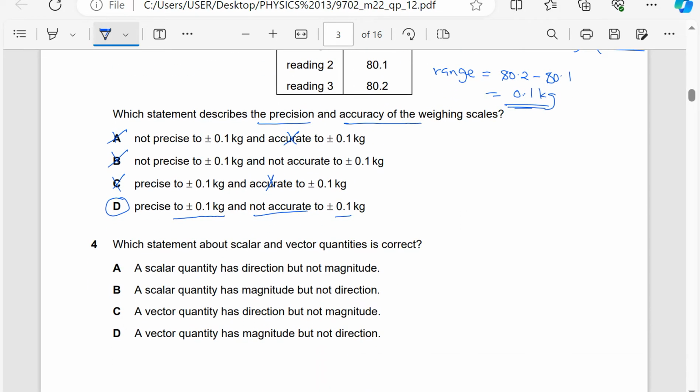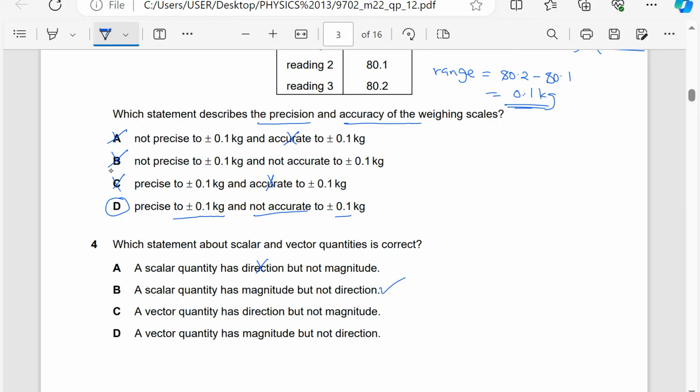Which statement about scalar and vector quantities is correct? Of course, we know scalar quantities have magnitude only. Vector quantities have both magnitude and direction. So a scalar has direction, that is not true. A scalar has magnitude, which is true, but not direction. I think that is very true.